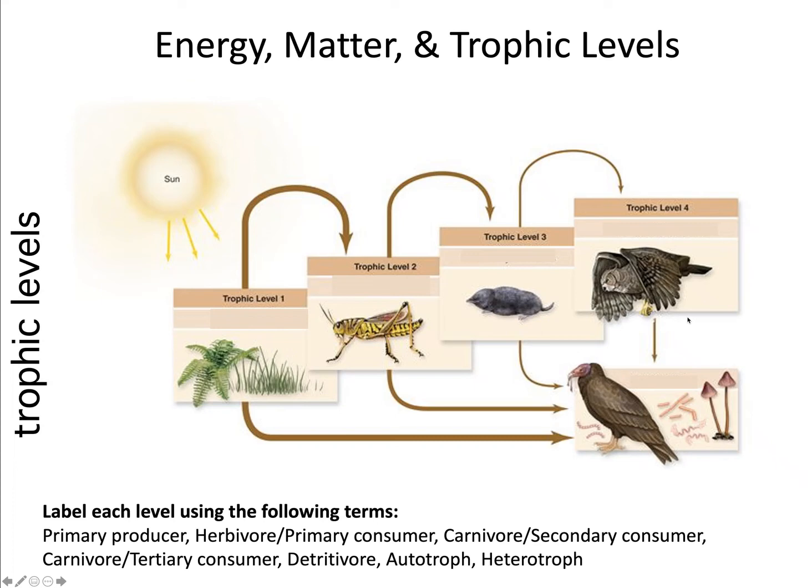Hey everybody, so in this lecture we're going to be talking about energy, matter, and trophic levels. So remember, trophic levels are just the feeding level of different organisms in a food web or a food chain. For example, here you can see trophic level 1, where you've got plants collecting energy from the sun. Those plants are being eaten in trophic level 2 by this grasshopper.